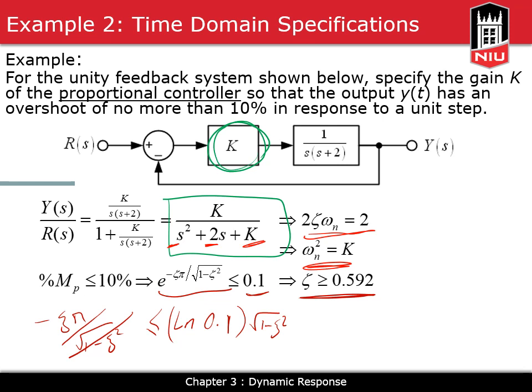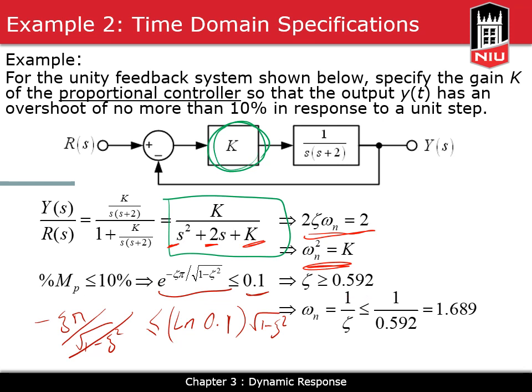This is a key point. So now we go back to the zeta and omega n values that we found earlier, and then find out for what value of K this would be possible for zeta to be greater than 0.59.